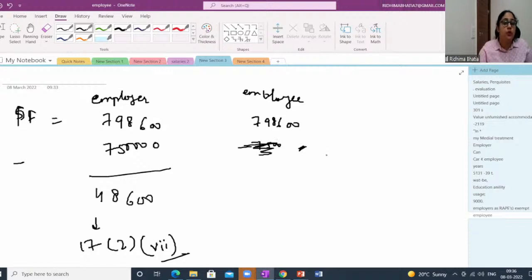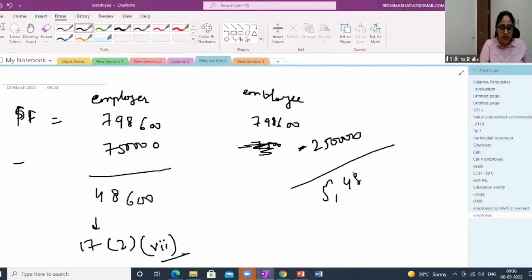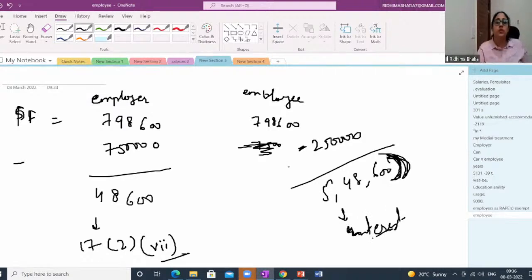But also in the previous class I told you, if the employee's own contribution is more than 2,50,000, which in this case is more than 2,50,000, then the excess amount, which is 5,48,600, whatever interest component is there would also be taxable. This was something which I told you in the previous class itself.